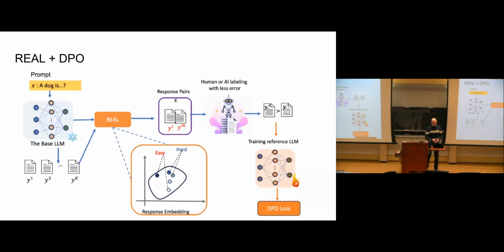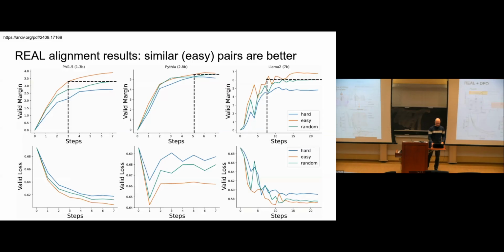To put this into perspective, this is how the entire workflow looks. We start with a prompt. We use the base LLM to sample several examples. Then we pass them into a step that separates them into easy and hard pairs. And then the specific pair goes through the DPO process and is used to train the reference LLM.